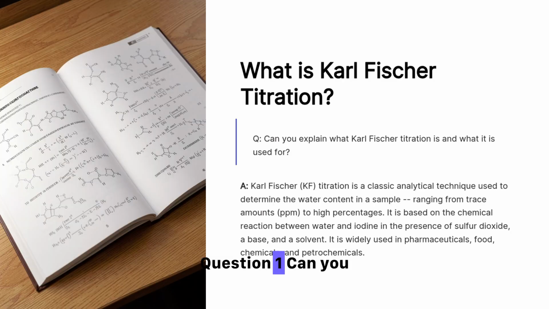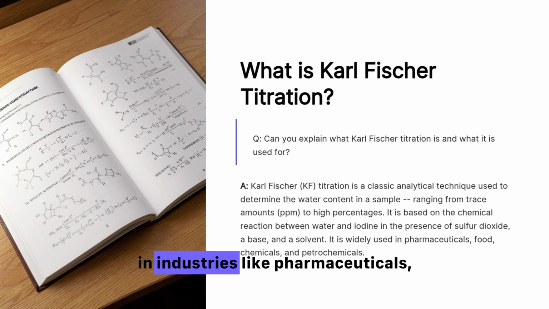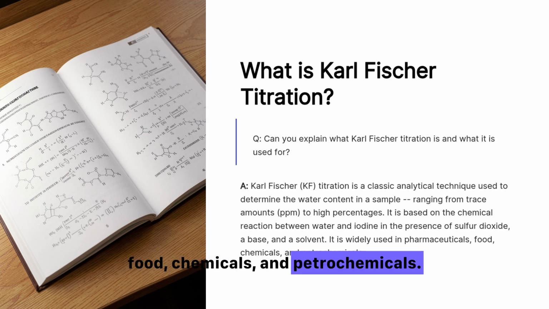Question 1. Can you explain what Karl Fischer titration is and what it is used for? Answer. Karl Fischer titration is an analytical method for measuring water content in samples, from trace to high levels. It involves a reaction between water and iodine with sulfur dioxide, a base, and a solvent. This technique is crucial in industries like pharmaceuticals, food, chemicals, and petrochemicals.